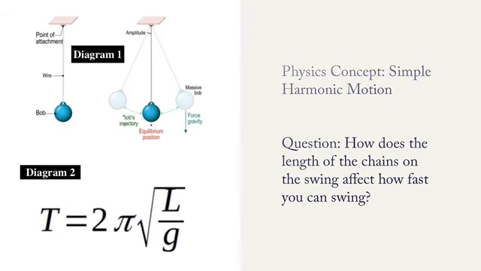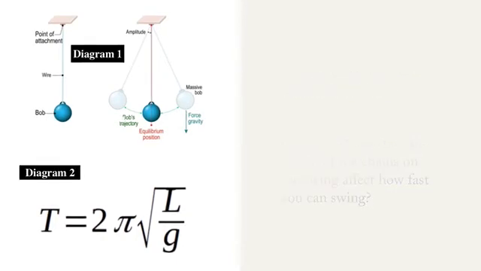Therefore, if you have 2 swings, one with longer chains and one with shorter chains, and you pull them back at the same angle, the swing with the shorter chains will be moving faster.